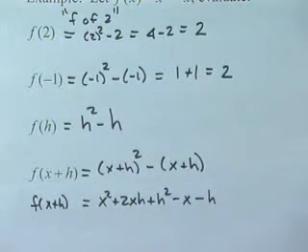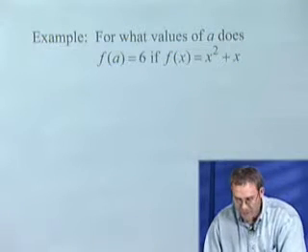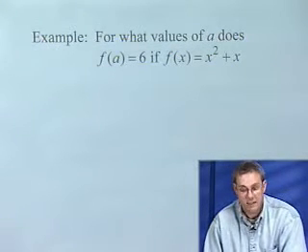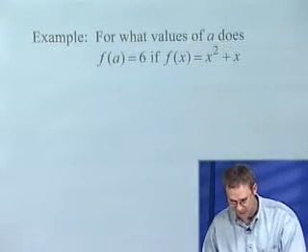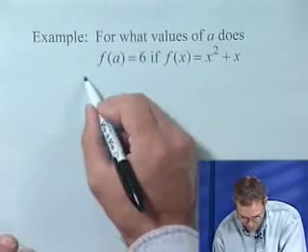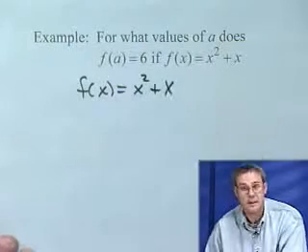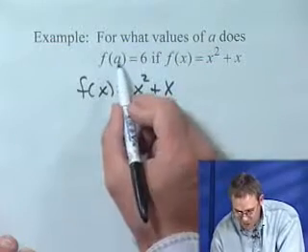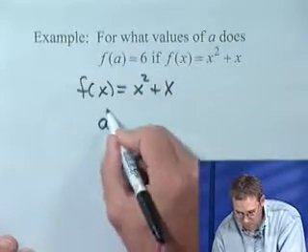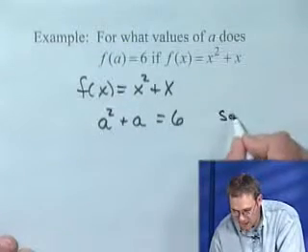Let's try another example. For what values of a does f of a equal 6, if f of x equals x squared plus x? Now, let's take a look at what this means. We're given a function. It says if we put an a into our function, we get 6. So in other words, if we plug an a into our function, we must get 6.